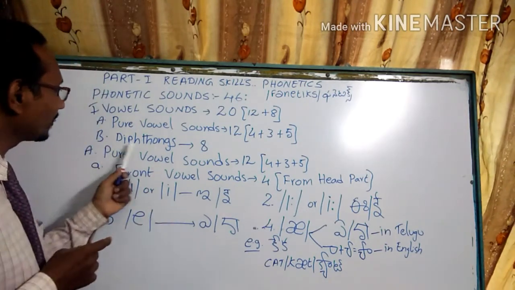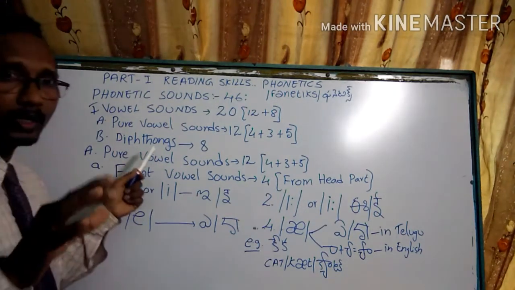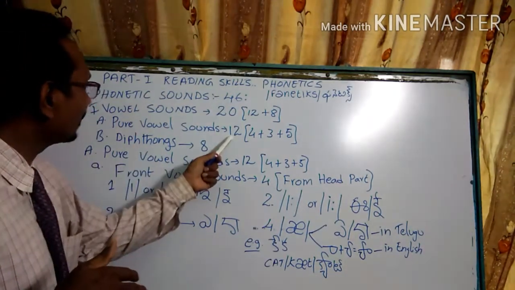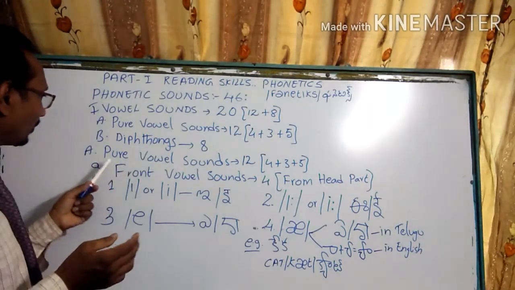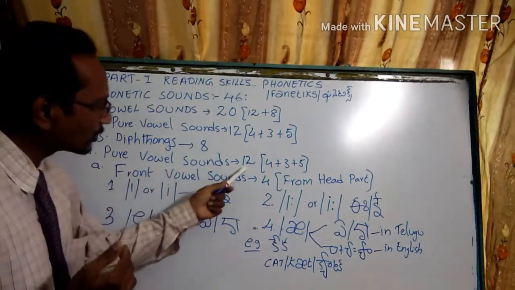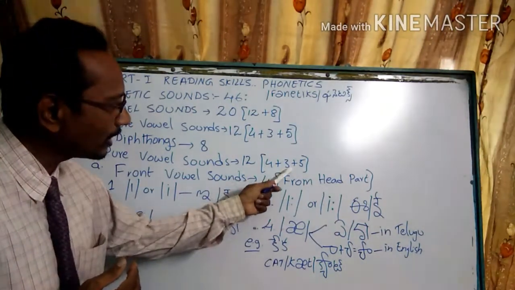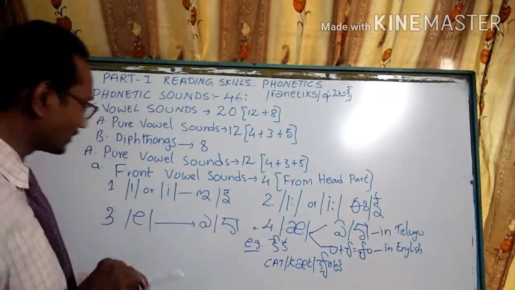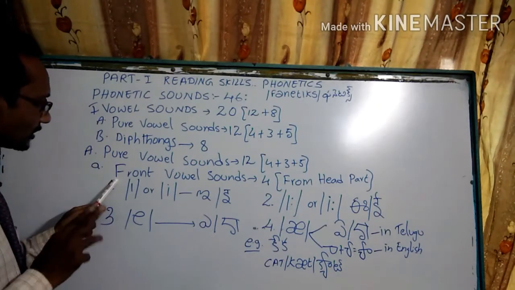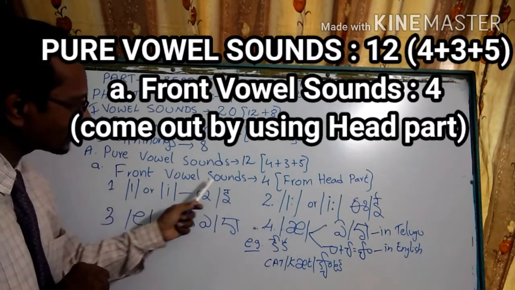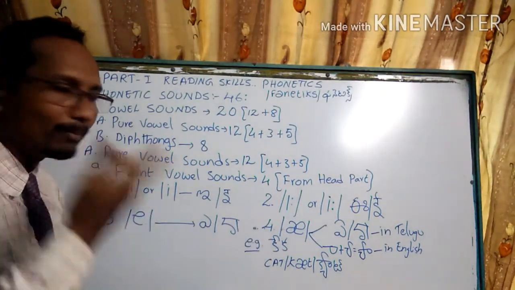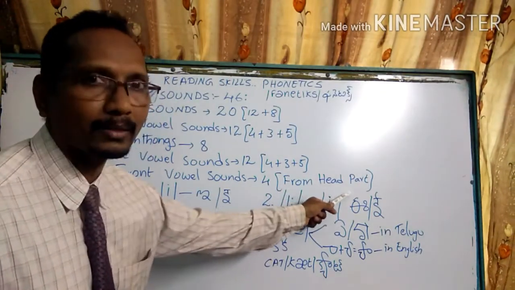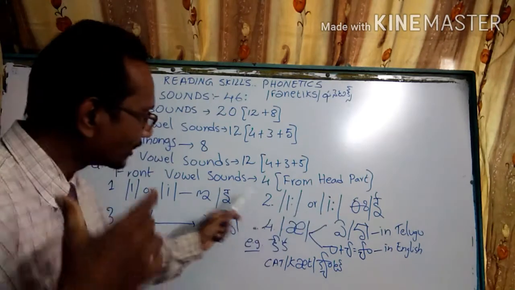So they are known as diphthongs. After the 12 pure vowel sounds we come to the diphthongs also. Now pure vowel sounds are 12. They are 4, 3 and 5 subparts. Coming to the first subpart, front vowel sounds. They are only 4 and they come out from our mouth by using the head part. By using the head part they come out.